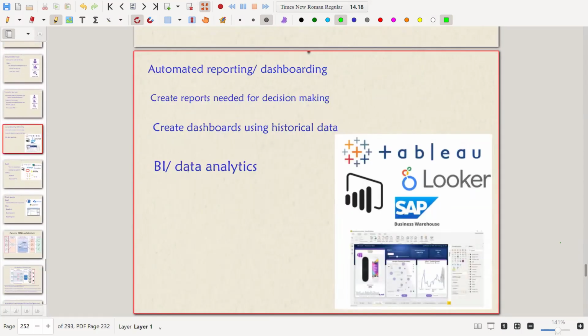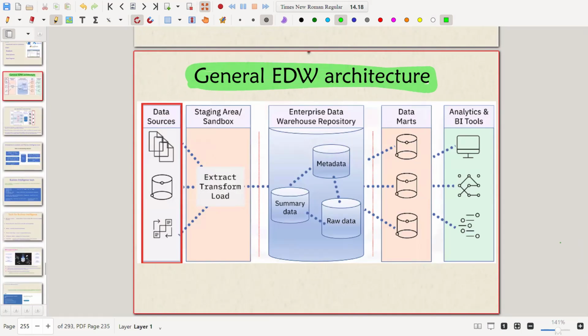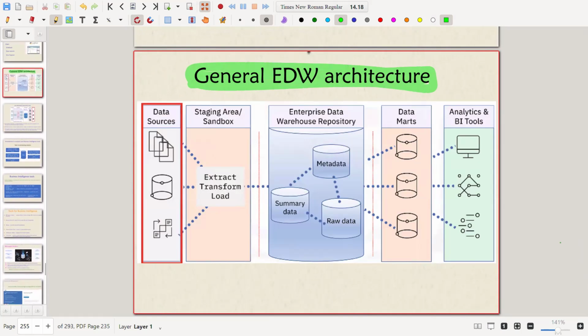We will see different aspects, and this is one of the nicest slides where you can understand how a data warehouse actually works. Fine, so we'll stop here.